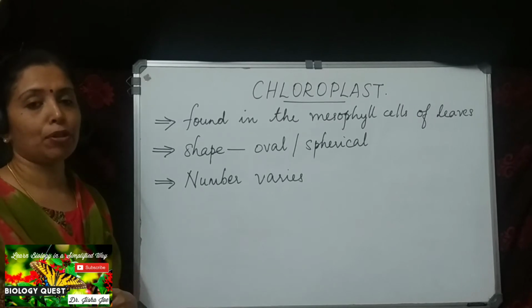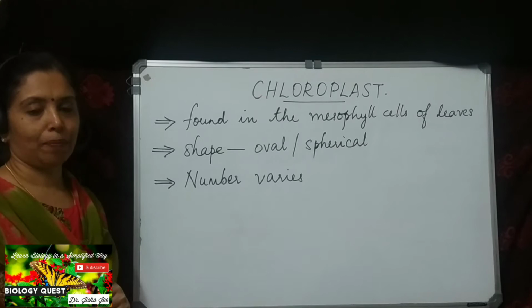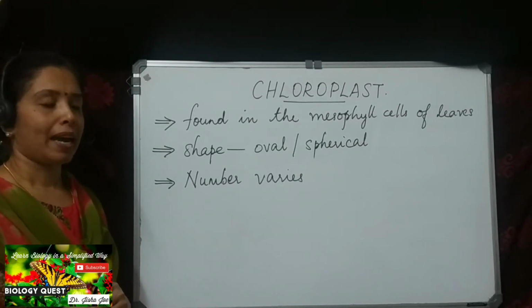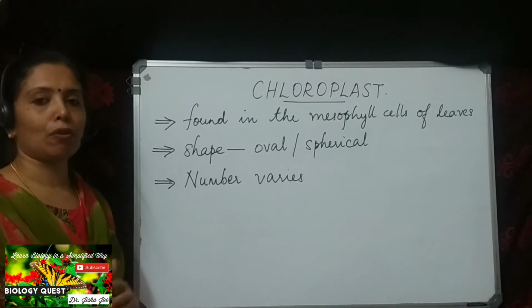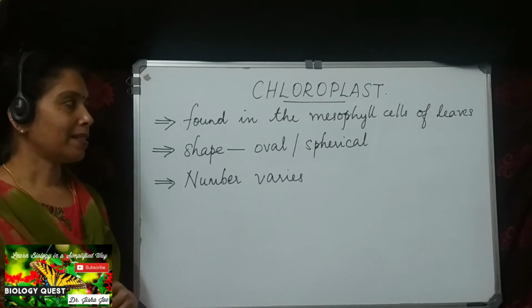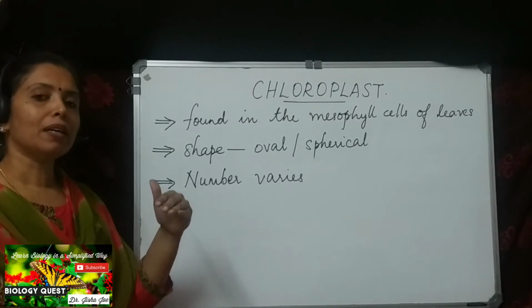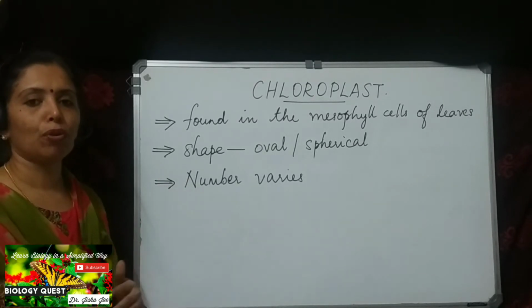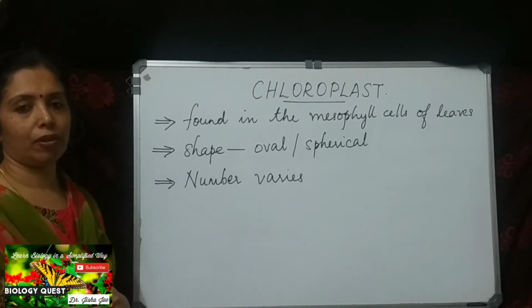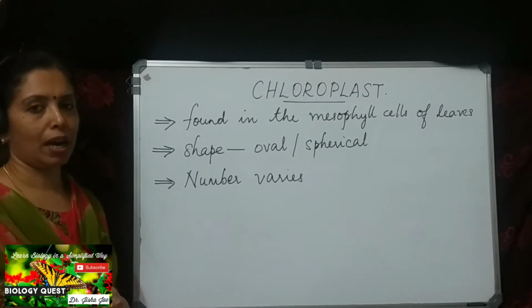In the case of Chlamydomonas, which is a unicellular green algae, you can see only a single chloroplast in a cell. Whereas in the leaves of plants, the number increases. Maybe 20 to 24 chloroplasts may be present in a single mesophyll cell of the leaves of higher plants.